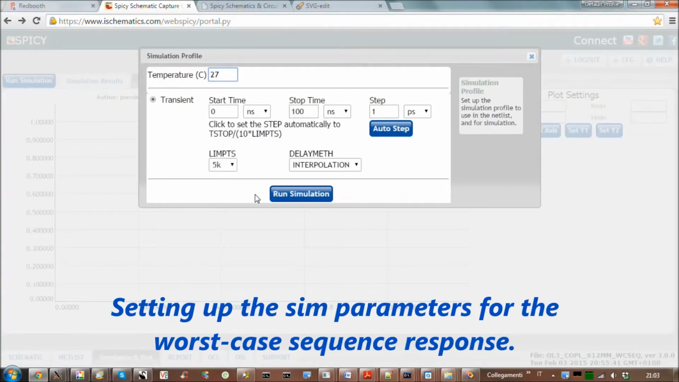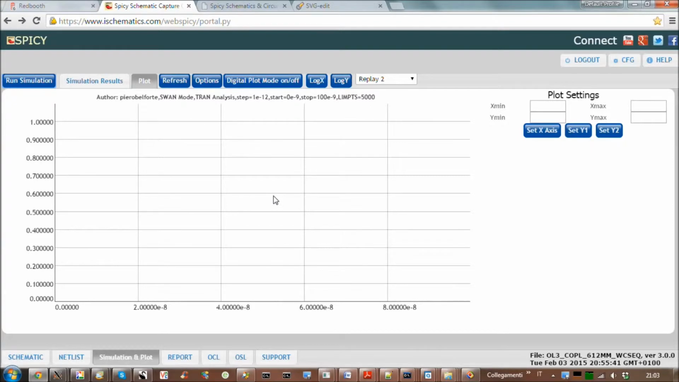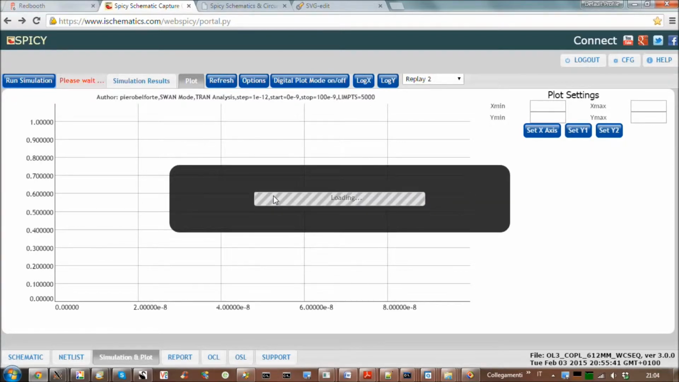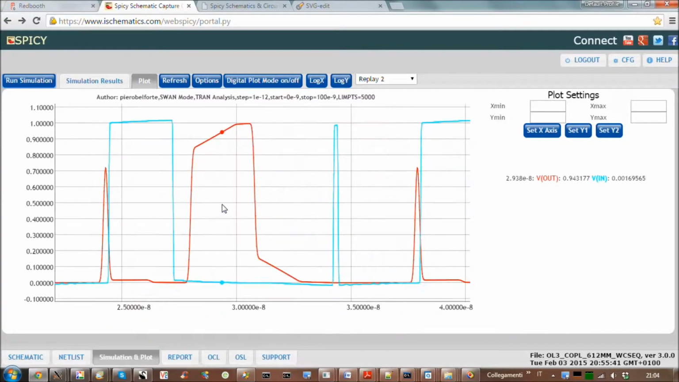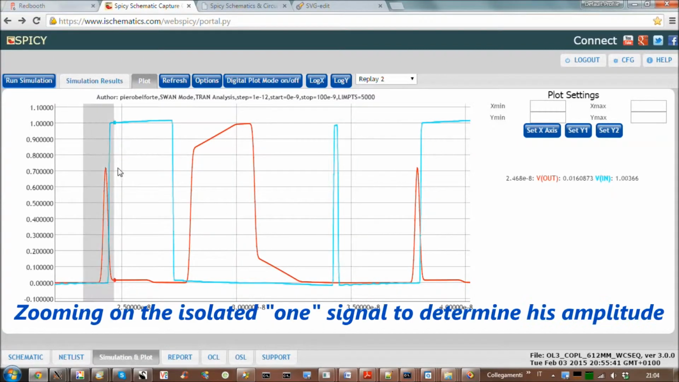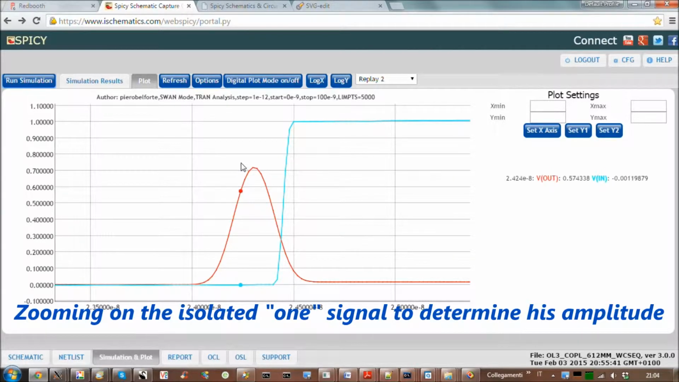Setting up the simulation parameters for the worst-case sequence response. Simulated signals for the worst-case sequence. Zooming on the isolated one signal to determine its amplitude.